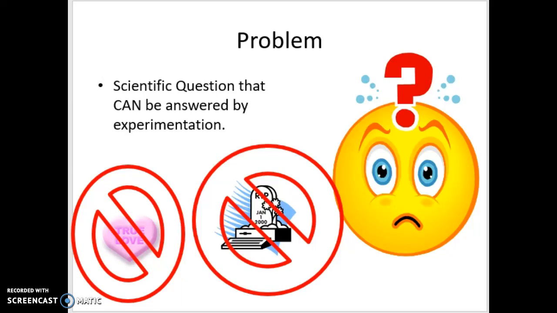There's not one correct way, but there's always a problem or a question that needs to be answered through an experiment. Okay, and the experiment has to be something that's attainable and something that you can show evidence for. Okay, that's considered to be science.